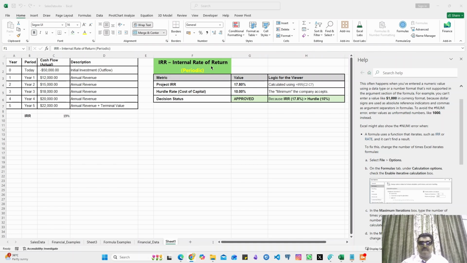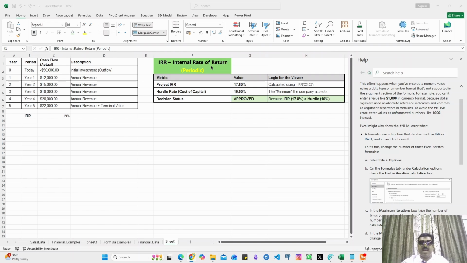To a layman, IRR is the interest rate your project generates. Imagine you put money into a savings account. The bank gives you a percentage return. In business, IRR tells you that same percentage for a specific project or investment.